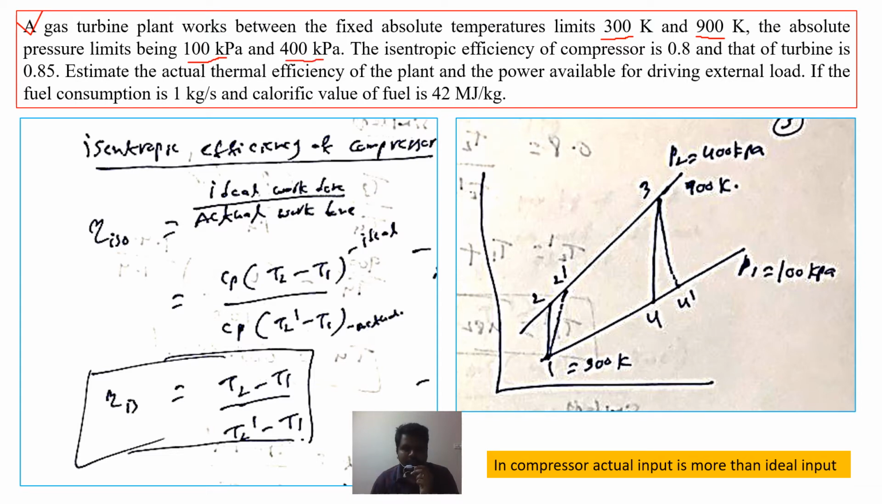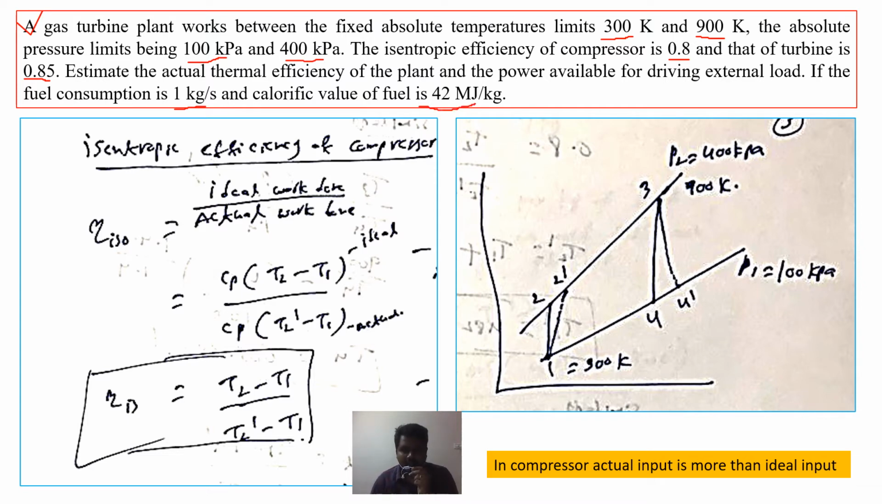The isentropic efficiency of compressor is 0.8 and for turbine is 0.85. Estimate the actual thermal efficiency of the plant and power available for driving external load, if fuel consumption is 1 kg per second and calorific value is 42 megajoules per kg.